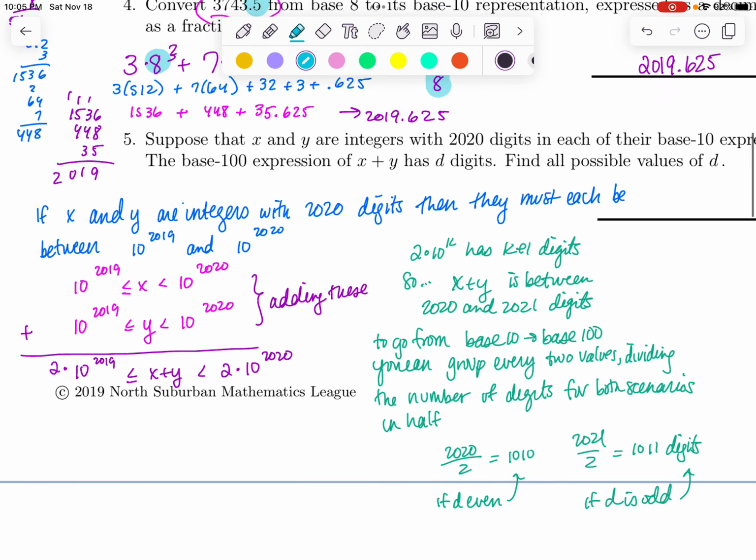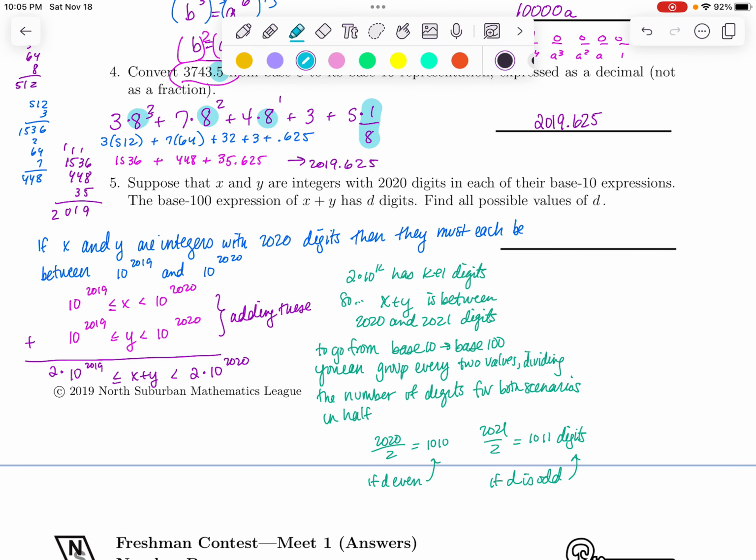All right, now this last value, we really have to think about the different ranges of what we are working with. So I'm told that X and Y are integers with 2020 digits in each of their base 10 expressions. The base 100 expression of X plus Y has D digits, and we're supposed to find all of the possible values of D. All right, so let's first start by thinking about the range of values that X and Y can be within.